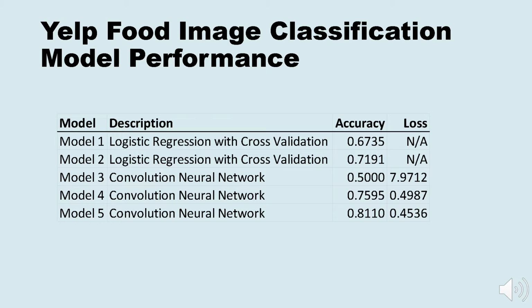The convolutional neural network without any standardization performed horribly at only 50%. By adding standardization, it increased up to 76%, and then by adding in additional layers, it increased all the way to 81%. This was ultimately the model we used for implementation.